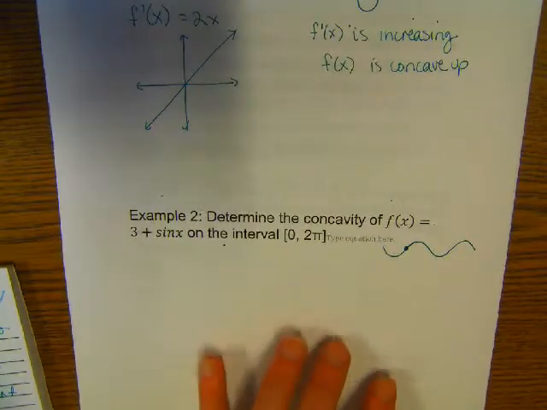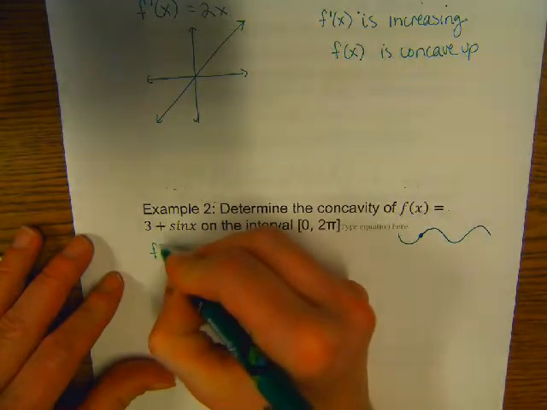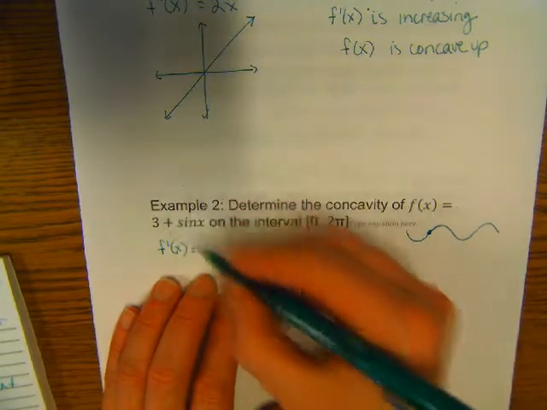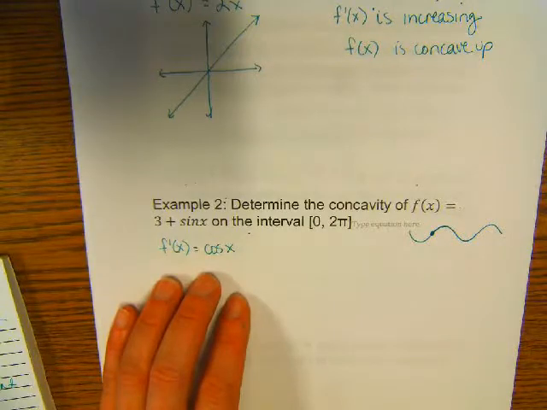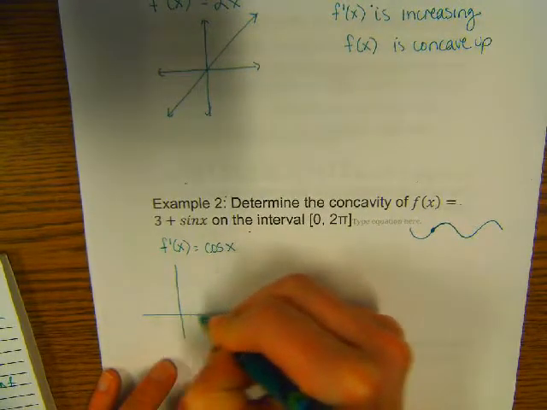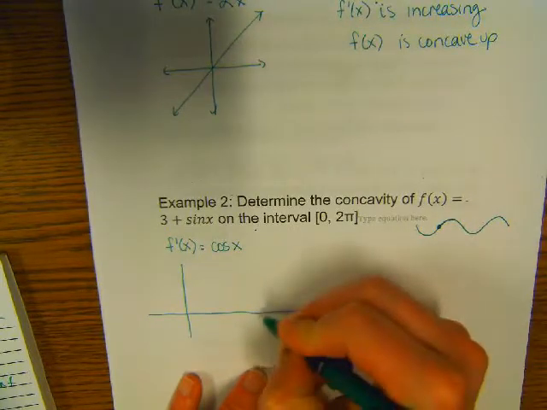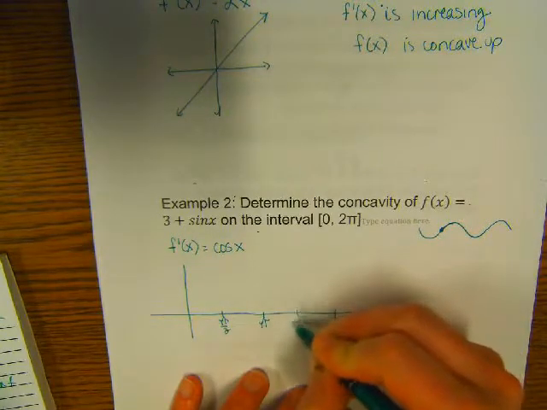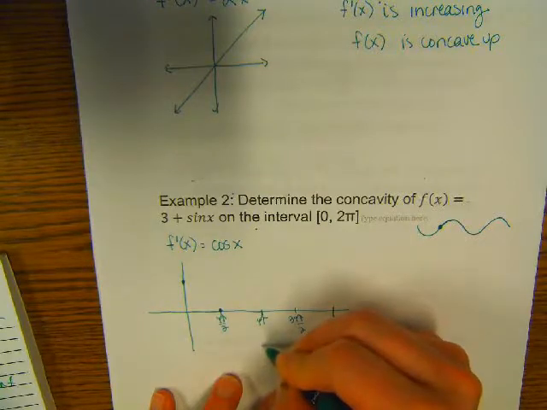We are going to determine the concavity of 3 plus sine x on the interval 0 to 2 pi. So let's first find the derivative. The derivative f prime of x would be, well, the derivative of 3 is 0, and the derivative of sine x is cosine of x. So let's take a look at f prime of x, which is the cosine curve, on the interval 0 to 2 pi. If we were to graph this, this is a basic function. Remember my little keys, I cut it in half, cut it in half again. So it goes from 1, and then it hits pi, it goes down to -1, and so on.